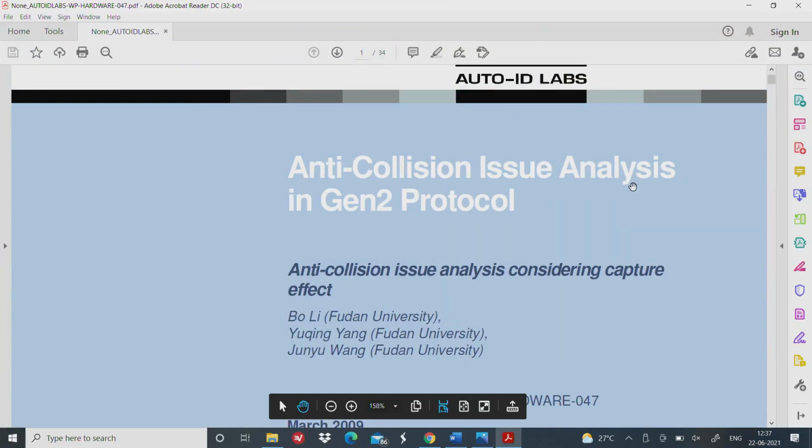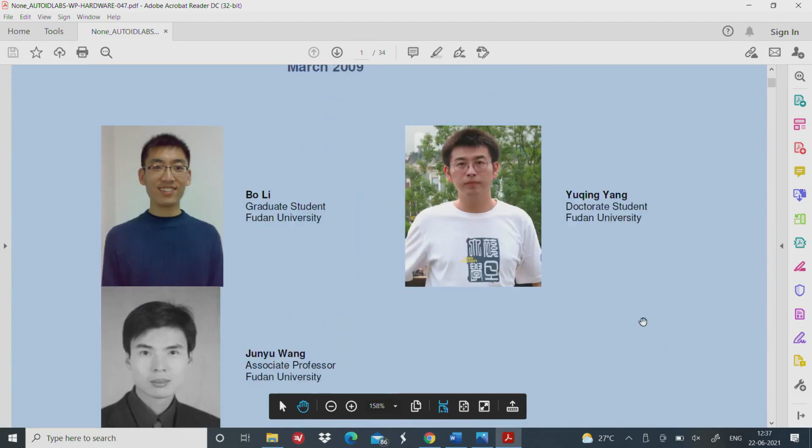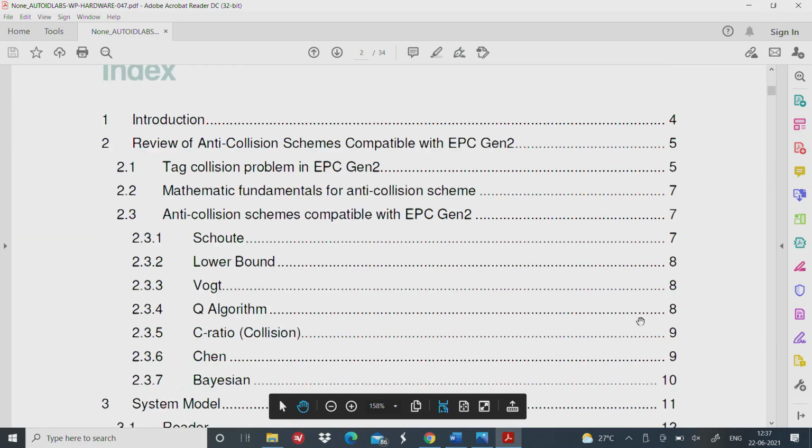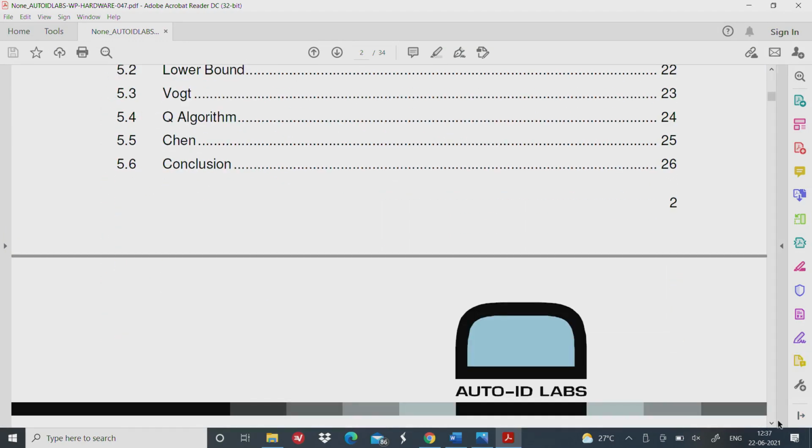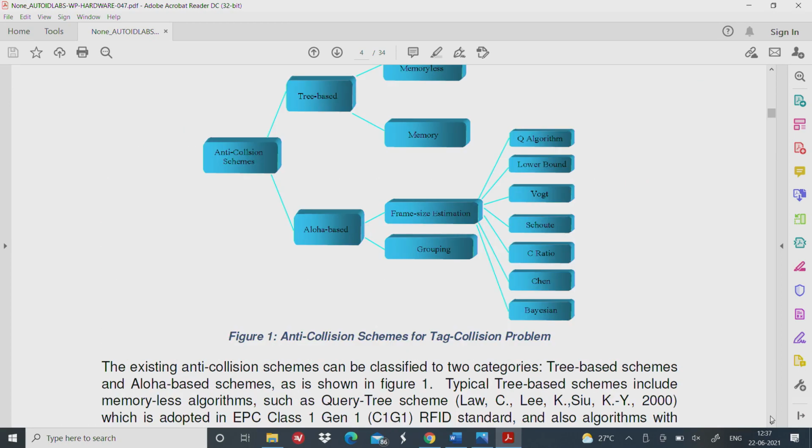But I am sure even before you do all of that, you have questions related to understanding this anti-collision part in a little more pictorial manner. I want to draw your attention to something I saw, which you can download yourself and read thoroughly. So this is that document here. This document is an anti-collision issue analysis in the generation 2 protocol. If you come down, you will see some nice pictures. So let me come down directly to the picture of interest.